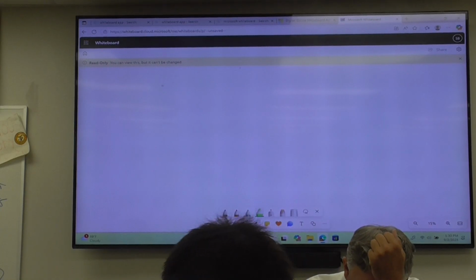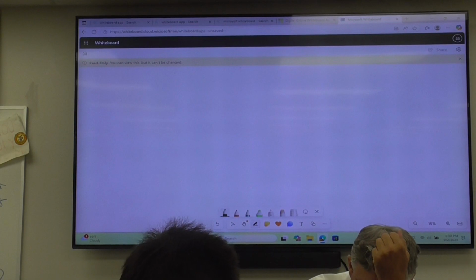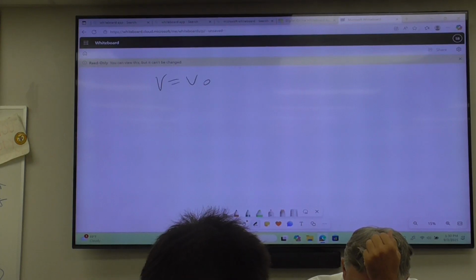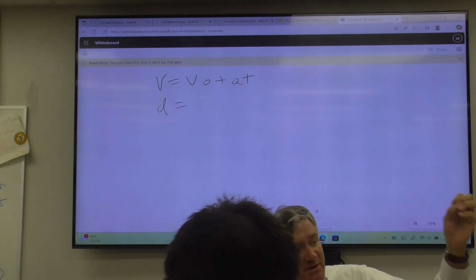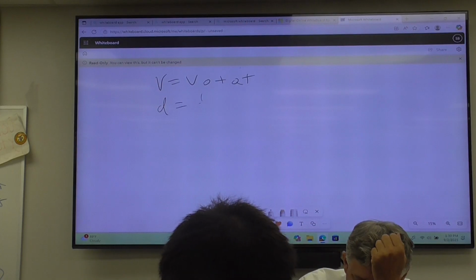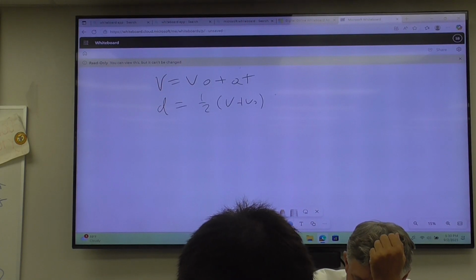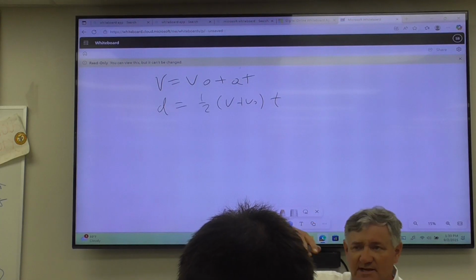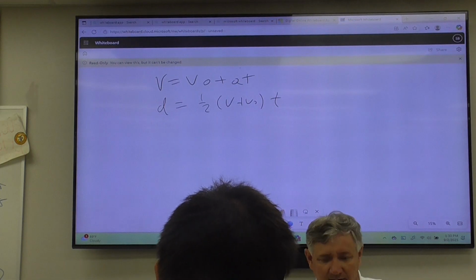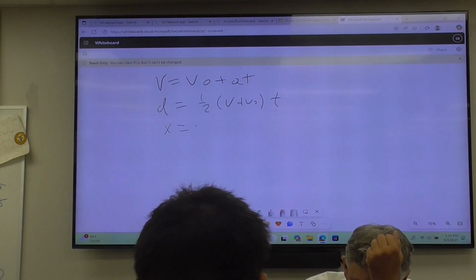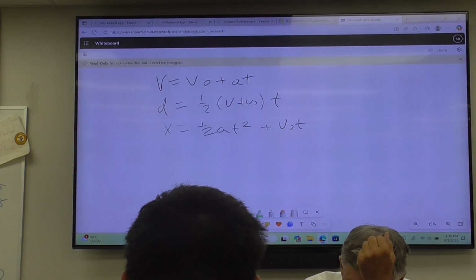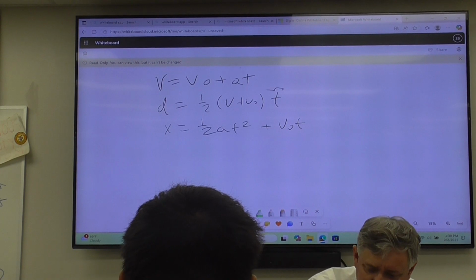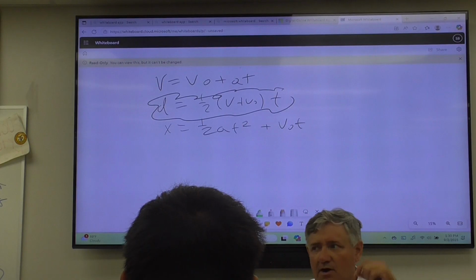Okay. So here's where we're at with equations. V equals V naught plus AT. Not explicitly written on your equation sheet is this 1/2 (V plus V naught) times t. All that is just saying, here's the average velocity, okay? Then out of that we came up with x equals 1/2 AT squared plus V naught t, okay? So this middle one is not technically on your equation sheet.